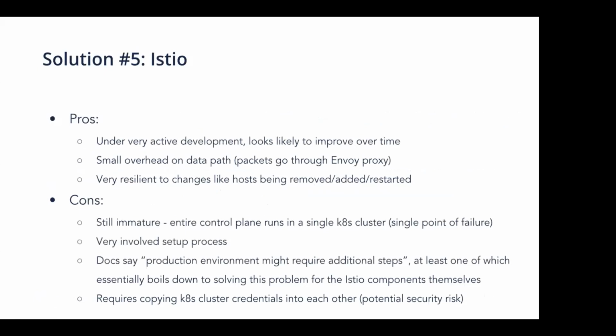And it has a very small overhead on the data path because packets go through the Envoy Proxy, which is a very efficient, low-level proxy written in C++ that's in use at a number of companies throughout the industry. And like past solutions, it's very resilient to hosts being added and removed. However, the cons here are pretty heavy right now. It's running the entire control plane in a single Kubernetes cluster.